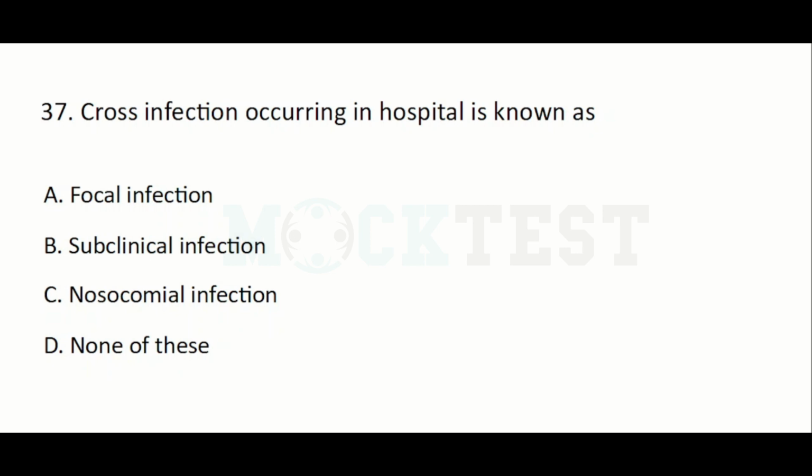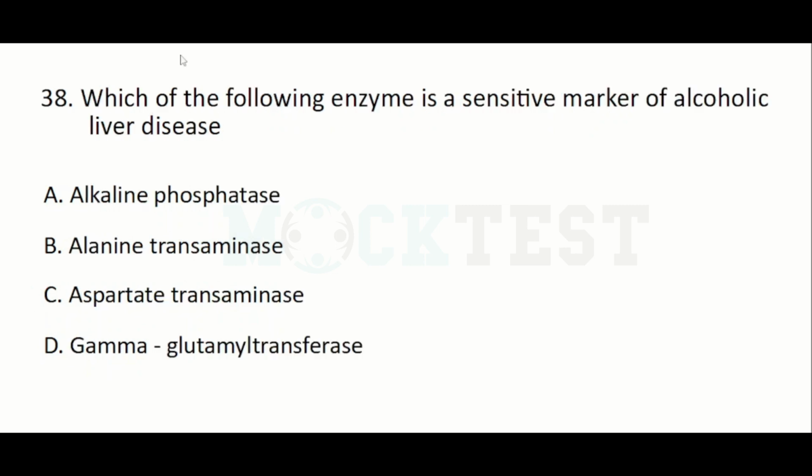Next, cross infection occurring in hospital is known as option A, focal infection. Option B, subclinical infection. Option C, nosocomial infection. Option D, none of these. Cross infection occurring in hospital is known as option C, nosocomial infection.